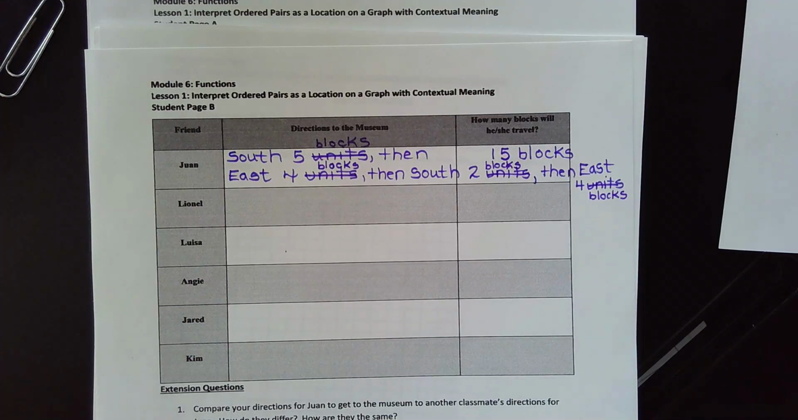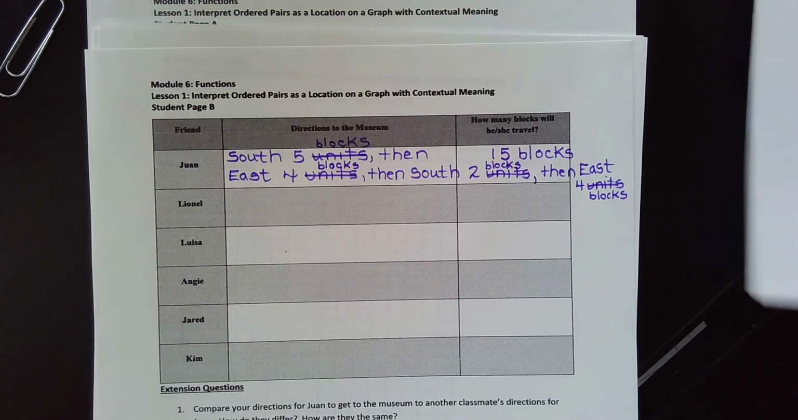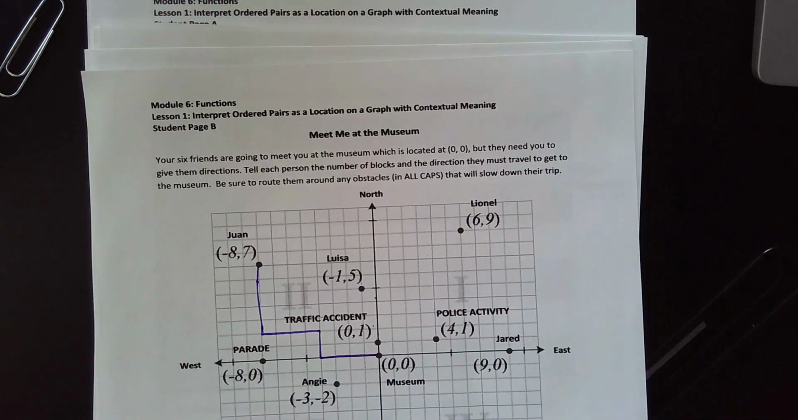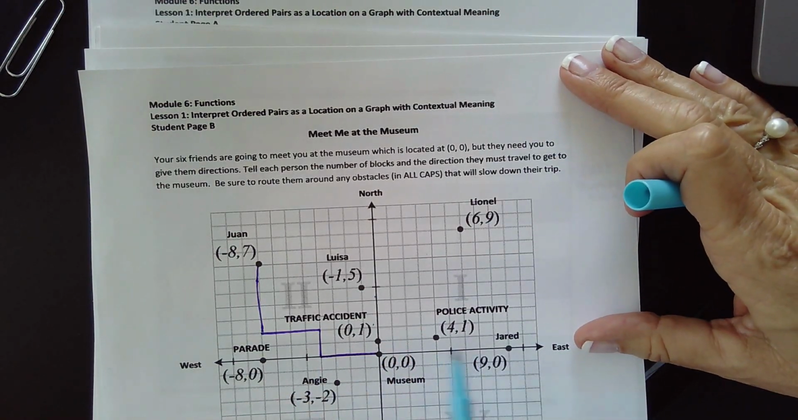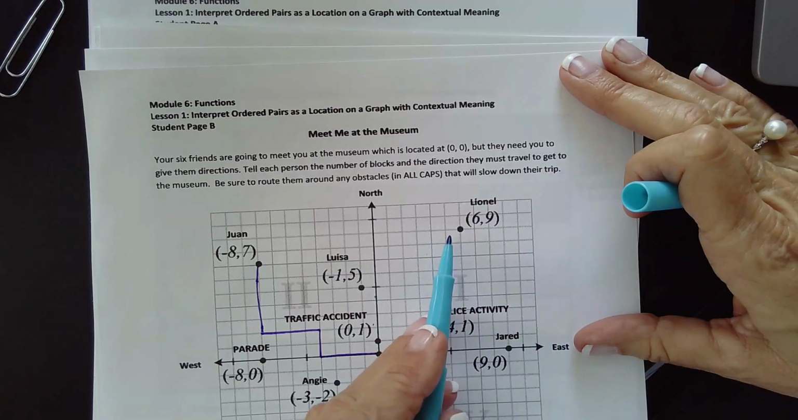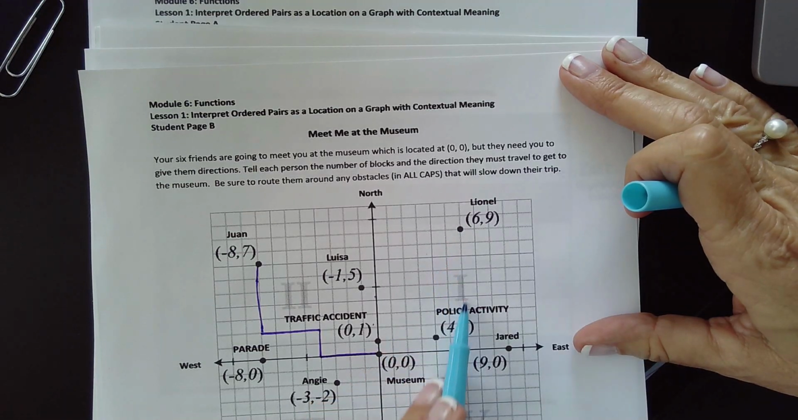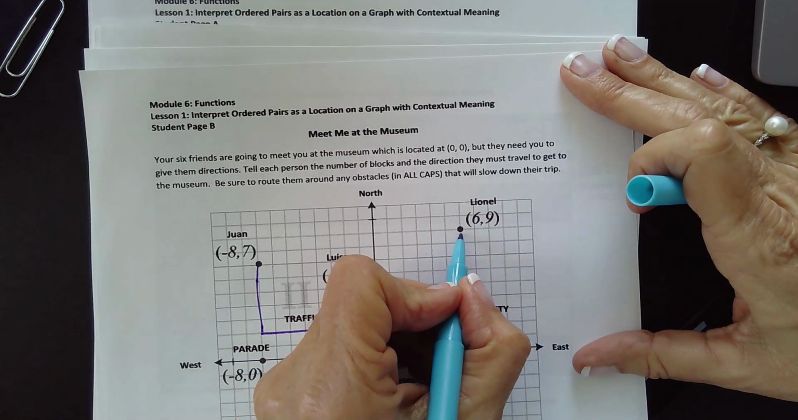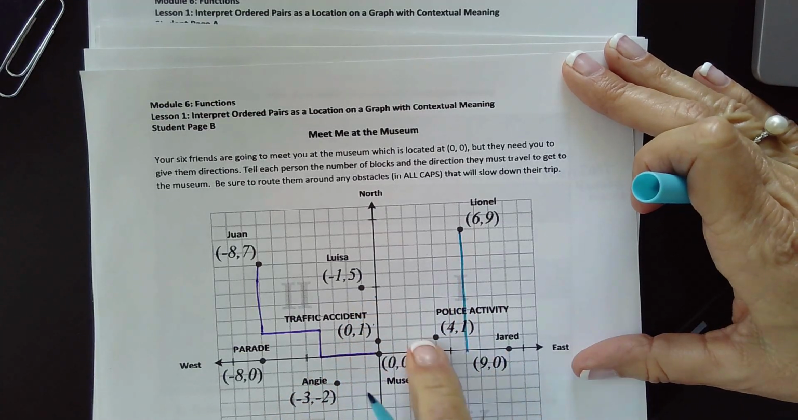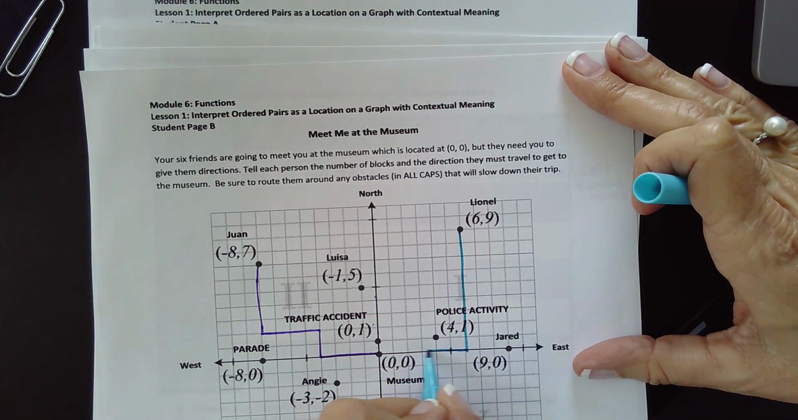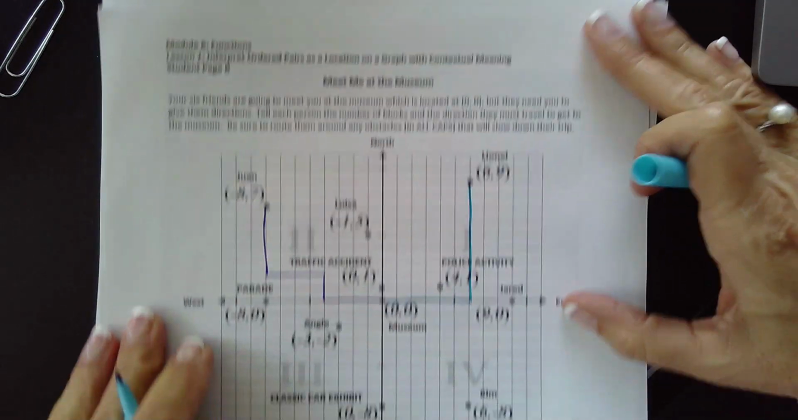So 15 blocks total. Okay, so now let's take a look at Lionel. Lionel needs to avoid just the police activity, so it looks like he can go straight down and straight across. It's not going to hit anything, so Lionel's going to go down here. He's avoiding the police activity, and then he can go straight over there. So this will be a short one.